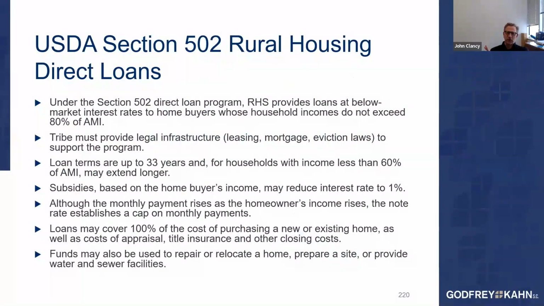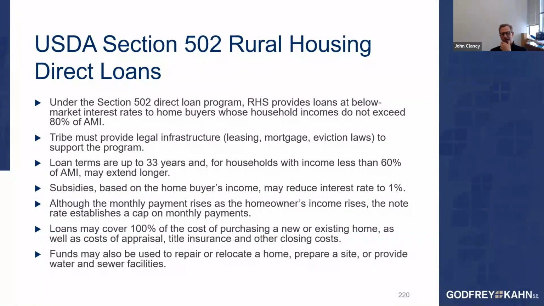So that's the key HUD program. I'll now talk about the key USDA rural housing programs. And the first one I'll talk about is the Section 502 direct loans. Basically under this program, the Rural Housing Service provides loans at below market rates to home buyers who have incomes below 80% AMI. So we're going back again towards the folks that are typically served by housing authorities in their HUD homes, because they're in that 80% or below category.